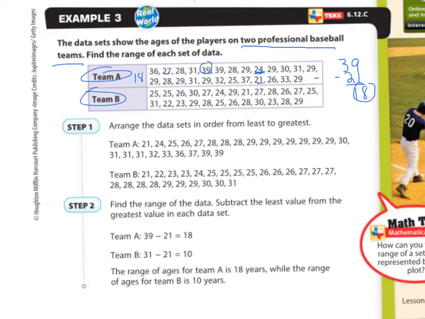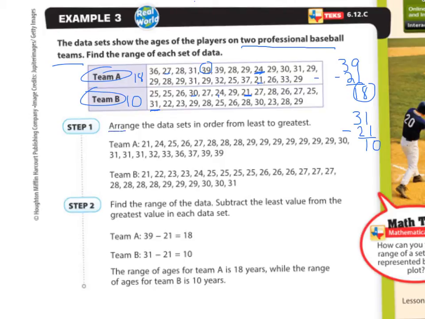Okay, Team B, biggest number. There's 30. Anything bigger than 30? There's 31. Okay, so 31, a lot younger than Team A. And then the youngest person on Team B. Here's 24, 21. This is the youngest so far, 21. Anything younger than 21? No. So the ages on Team B range from 21 to 31, so the range is 10.